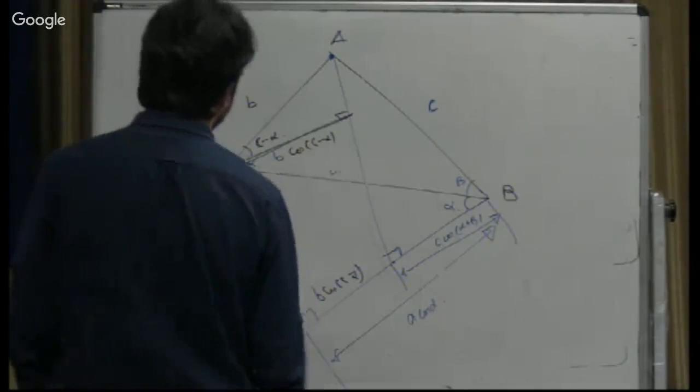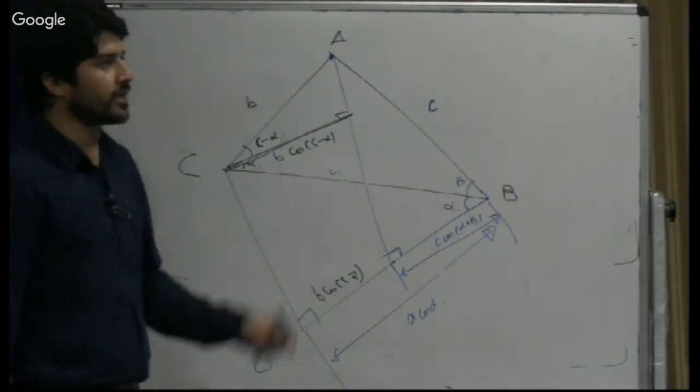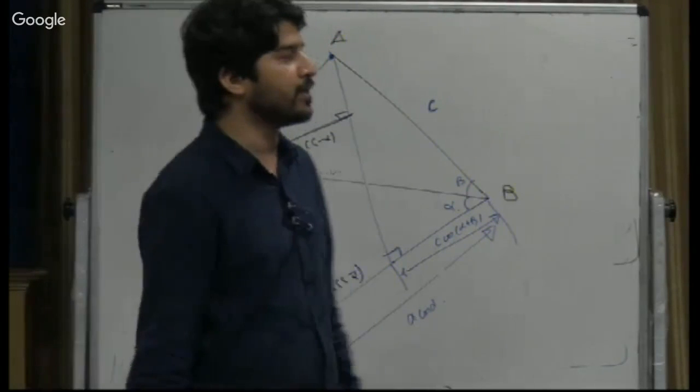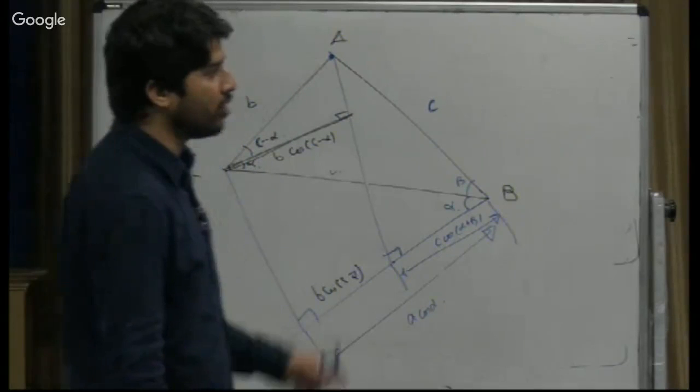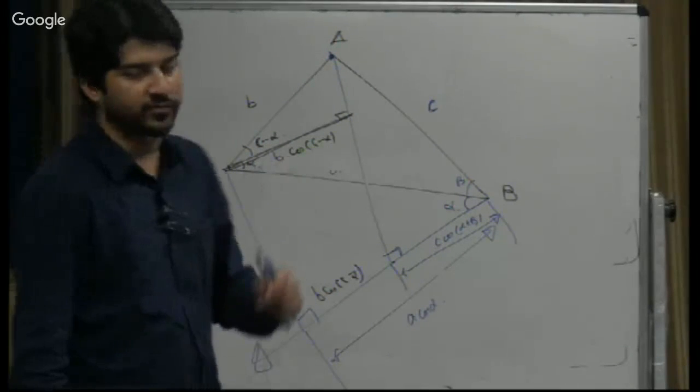But now we have another method also to prove it, because we saw that projection formula was A cos B plus B cos A is C, and if you observe that projection formula, it was simply an extension of projection formula.